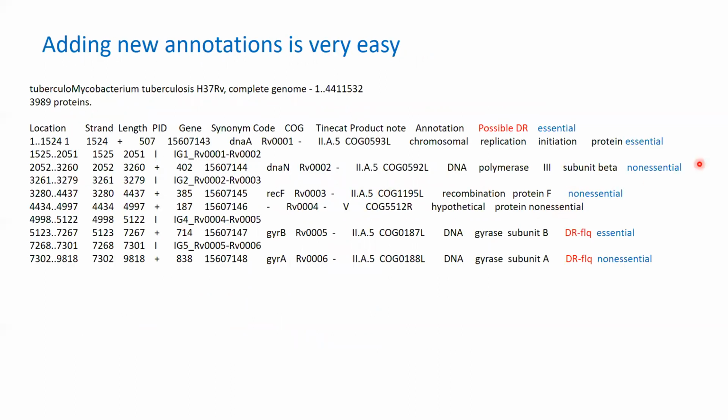We can complicate things a little bit and add new annotations to this file. For instance, usually we are interested in knowing whether certain genes are possibly associated with drug resistance. I also added here an annotation of whether these genes are essential for the in vitro growth of H37Rv or not. So adding new annotations is very easy. You just need to add them to the file I have previously shown you.